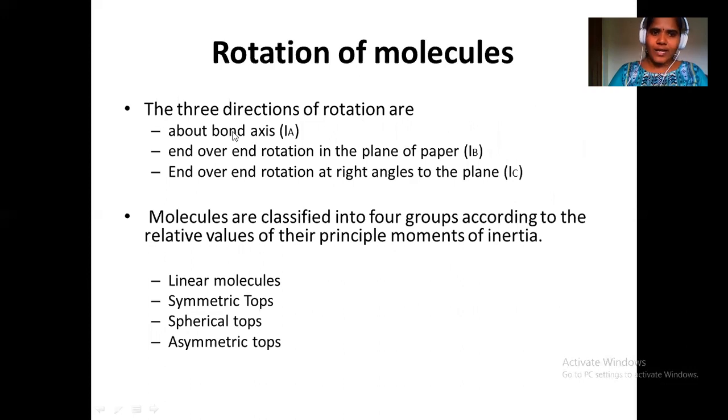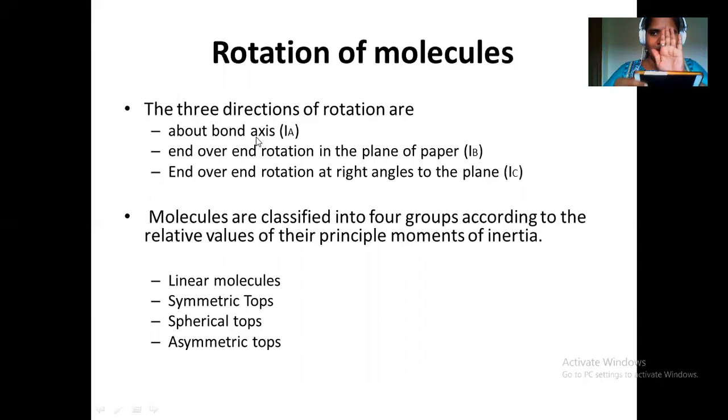So the rotation can be in any direction, and we take three basic criteria into consideration. That is, the molecule can rotate along the bond axis. Suppose this is a molecule, with one atom at one end and another atom at the other end. It is a bond, so this is the bond axis. If the molecule is rotated along the bond axis like this, this is IA. And another is end over end rotation in the plane.